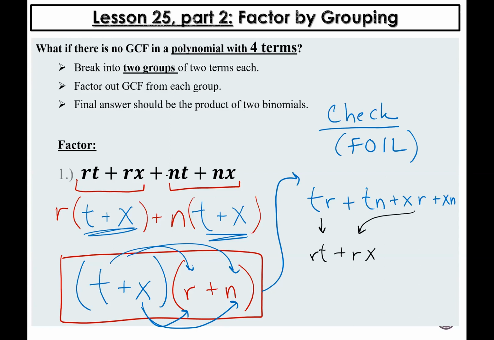Do I have an NT? Well, I have a TN. So I can rewrite that as NT plus. Do I have this NX? Well, I had XN. I can write NX. So it's the same. Okay, so it checks out. Those expressions are equivalent or equal to each other. So that's what it looks like to check a grouping problem. All right, so that was number one. That might have been the very first time you saw anything like that. Let's continue and do a few more.